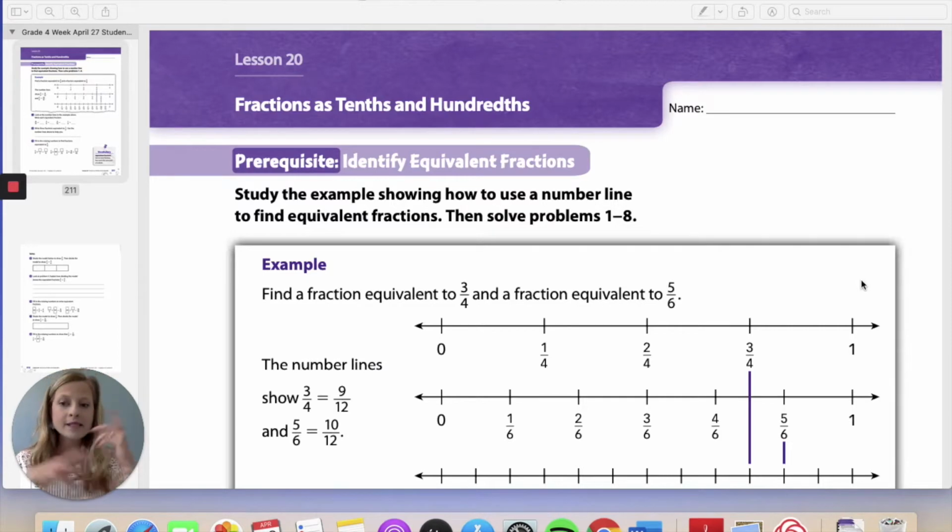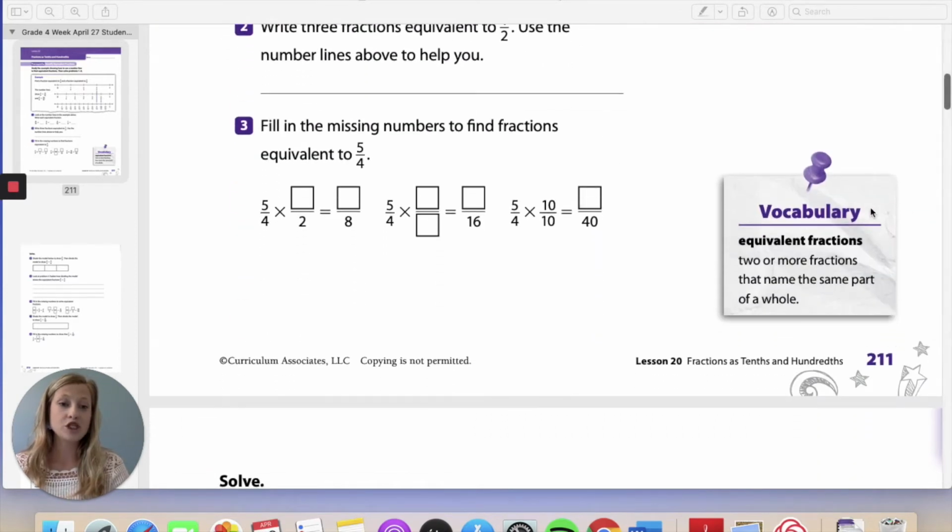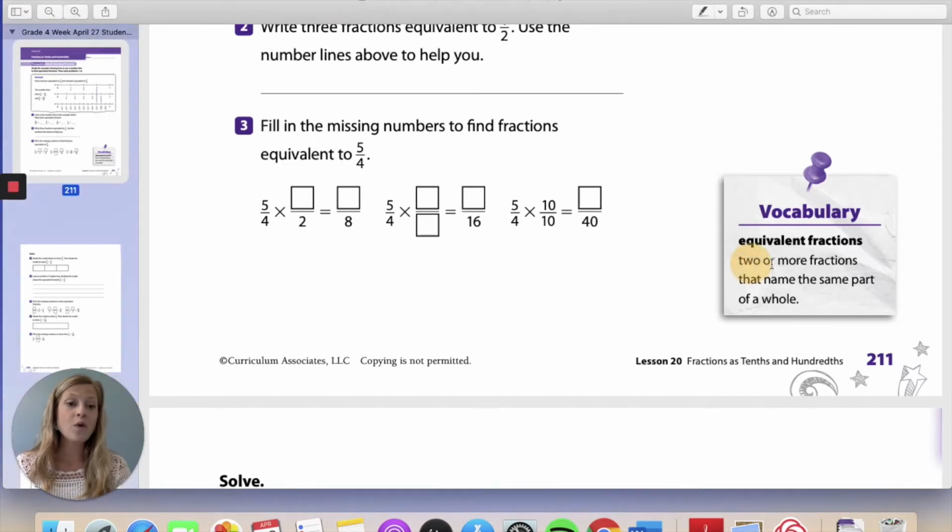So let's do a quick vocabulary review. If you are looking at your paper right at the bottom of page 211 of lesson 20, it reminds us of what an equivalent fraction is. Let's go ahead and read that together. It says equivalent fractions: two or more fractions that name the same part of the whole.